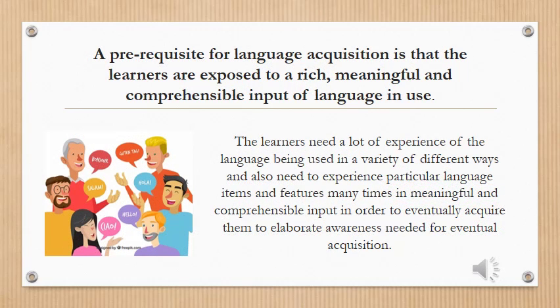First principle: a prerequisite for language acquisition is that the learners are exposed to a rich, meaningful, and comprehensible input of language in use. The learners need a lot of experience of the language being used in a variety of different ways, and also need to experience particular language items and features many times in meaningful and comprehensible input in order to eventually acquire them, and to elaborate the awareness needed for eventual acquisition.